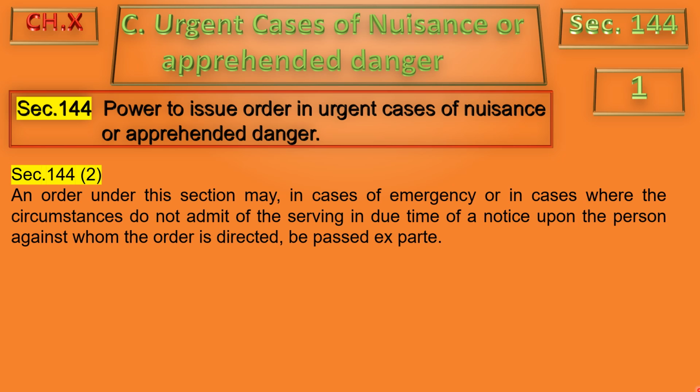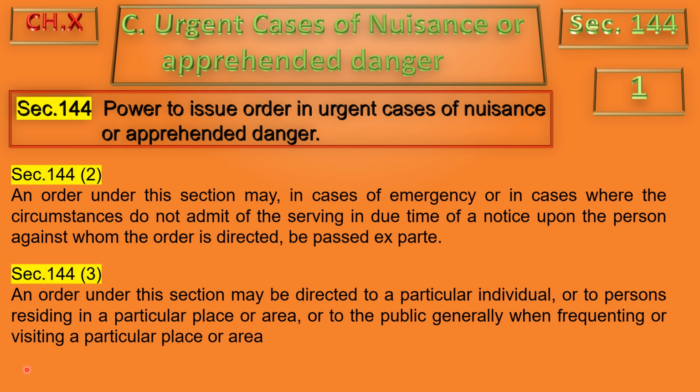Subsection 3 of section 144 says an order under this section may be directed to a particular individual or a person residing in a particular place or area, or to the public generally when frequenting or visiting a particular place or area. Now this is very interesting. An ex parte decision has been taken in emergency as we read in subsection 2. Now subsection 3 says that such an order is either to be directed to a particular person or the public at large at a particular place. So how are we going to serve it? Well, we can give it to a person residing in that place and paste it in a conspicuous place.